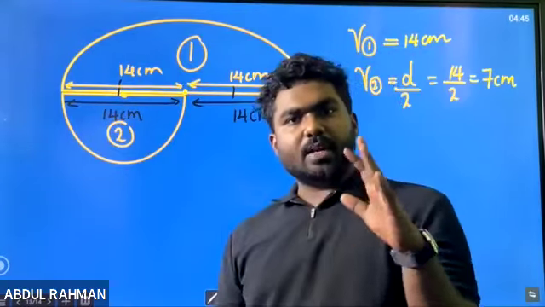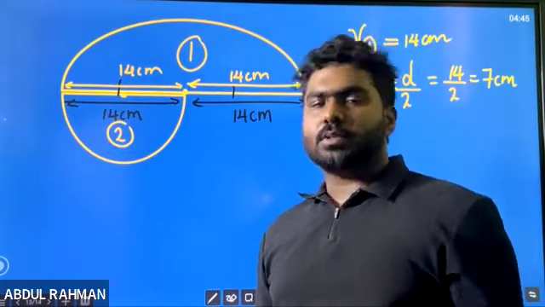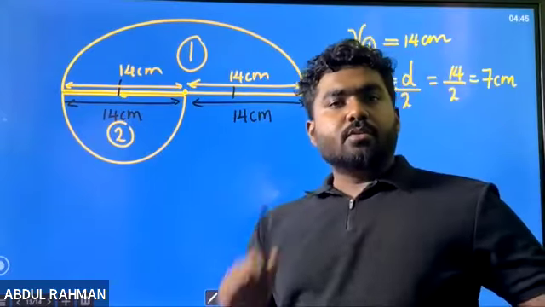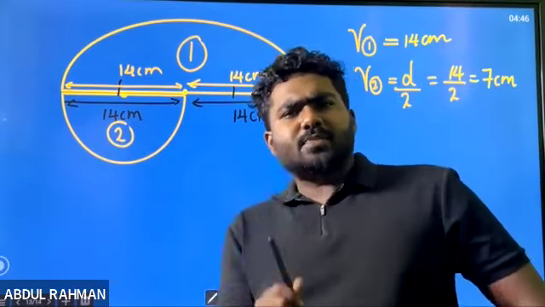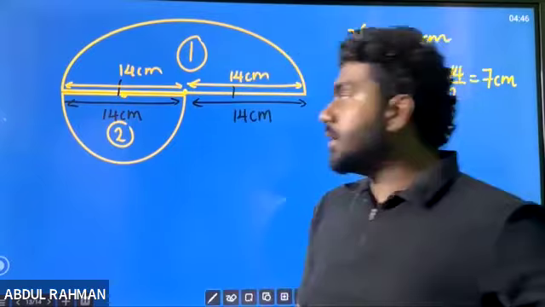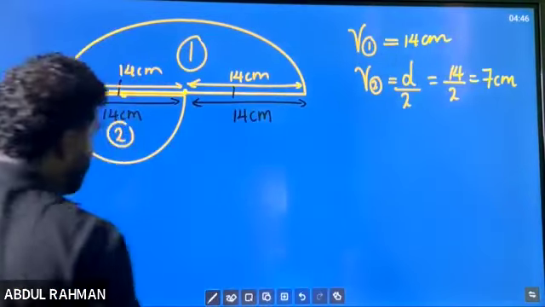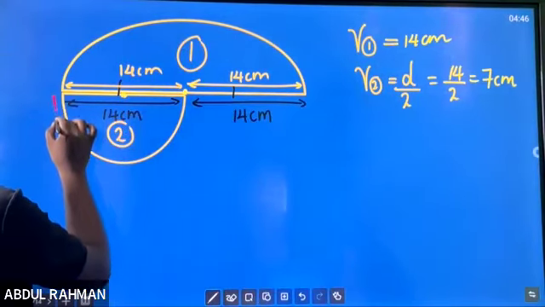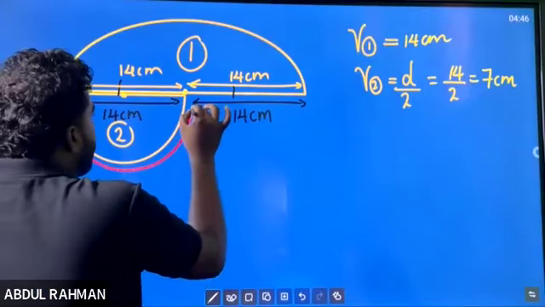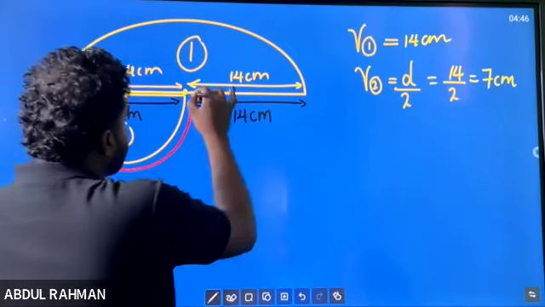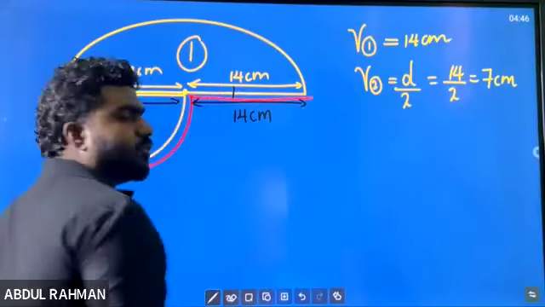Now the second step is what they are asking me to find out: the perimeter. Now this is a diagram. First of all, I need to find the values of the outsides to find the perimeter, right? What are my outsides? I'm using the red color to mark the outsides. This length is an outside for me. Yes or no? Yes. This length is an outside for me.